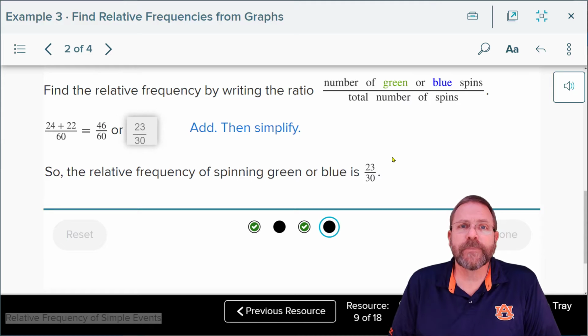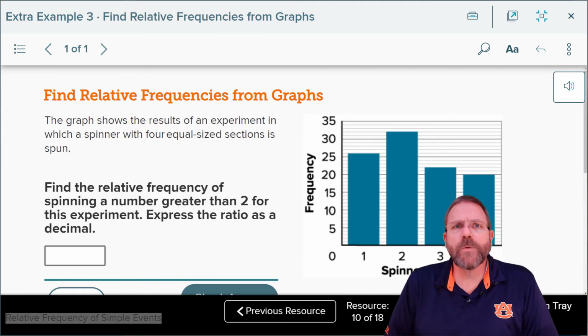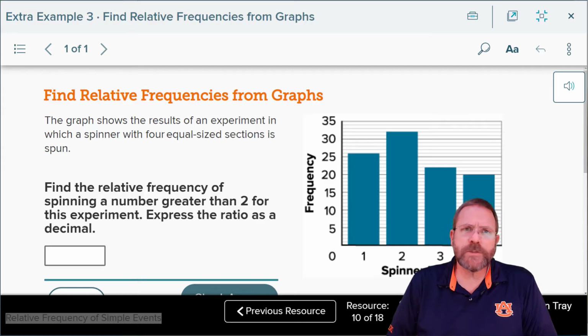It's that easy. Now it's going to be your turn to do extra example number 3, where you have a graph that shows the results of an experiment with a spinner with 4 equal sizes that were spun. Find the relative frequency of spinning a number greater than 2 for this experiment. Express the ratio as a decimal. Go ahead and pause the video and do that.